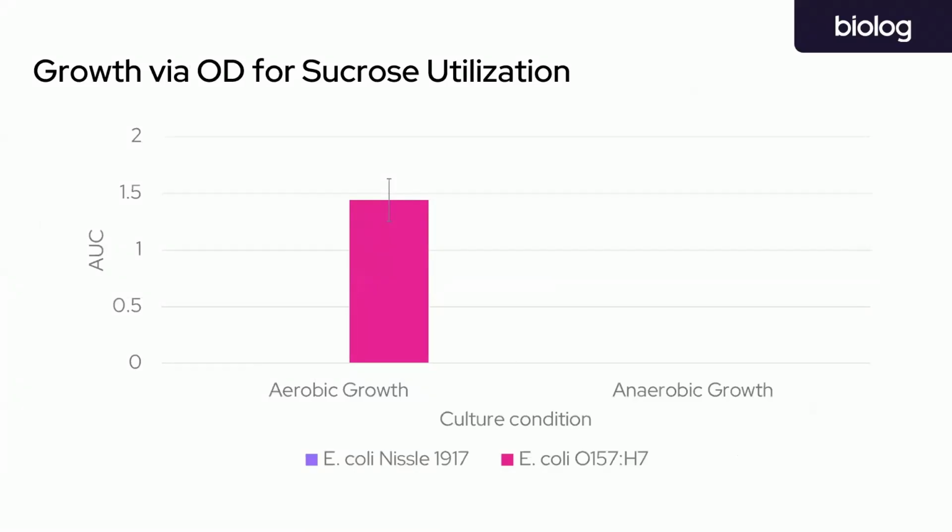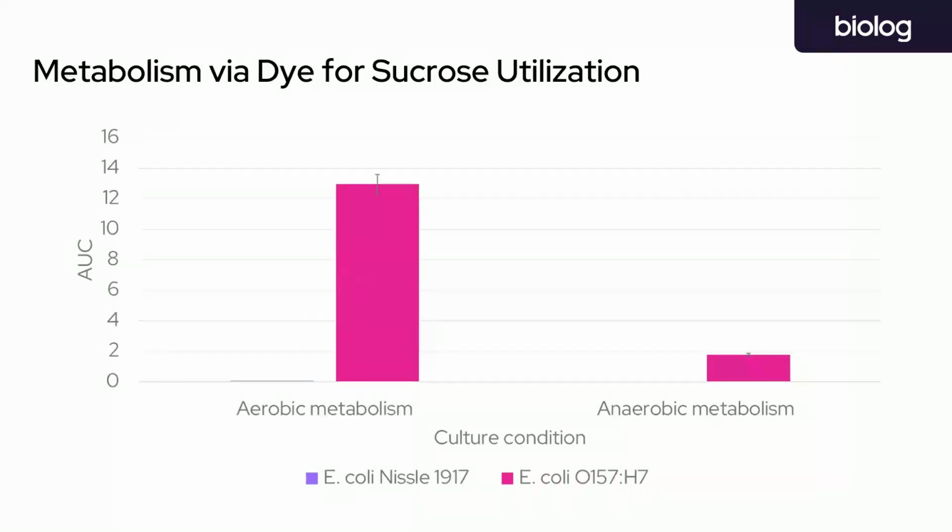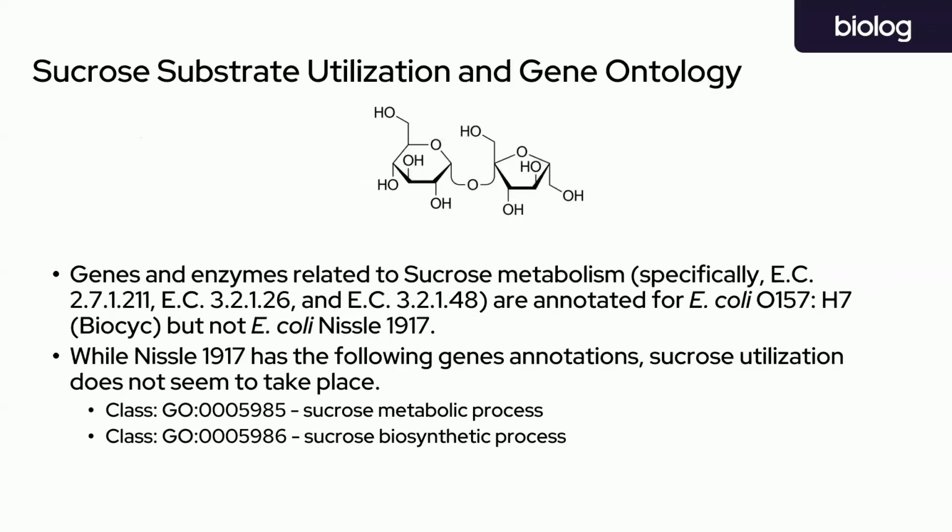Looking at growth by OD for sucrose, sucrose was exclusively utilized by E. coli O157:H7, and this was the case for both growth and energy metabolism, as we can see here. This is despite having the same genetic potential, according to our database. Exclusive support for growth or metabolism was also tied to the culture conditions.